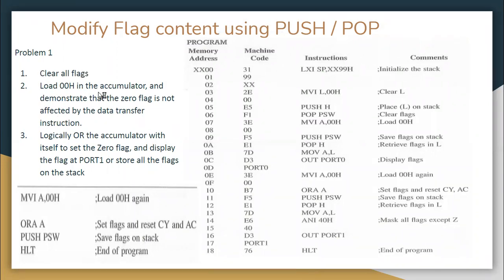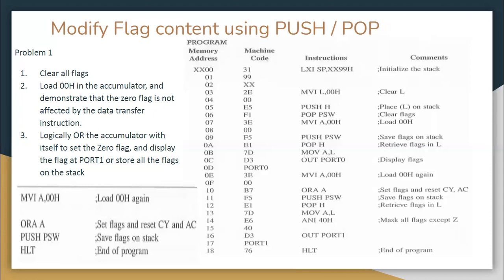Then load 00H in the accumulator. So the accumulator is also cleared, and demonstrate that the zero flag is not affected by the data transfer instruction. So here we have to demo that a data transfer instruction will not affect the flag register. What we are going to do is move a value 00 to the accumulator, with the data transfer instruction MOV. And then we have to check the flag register to see whether the zero bit is set or not, since we are moving the value 00 to the accumulator.